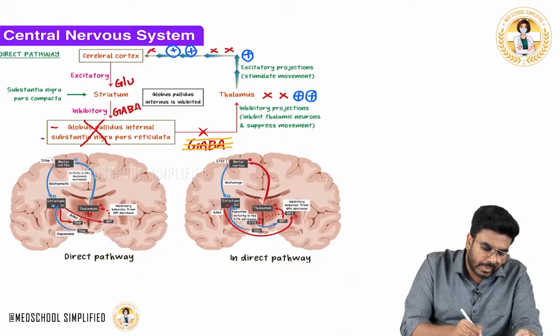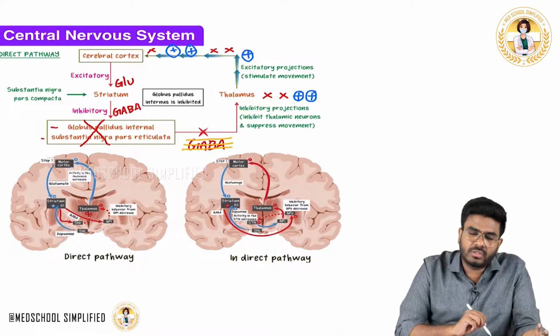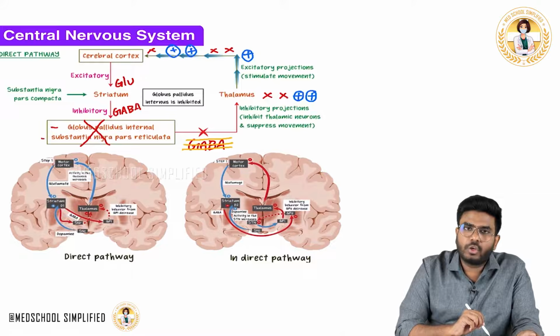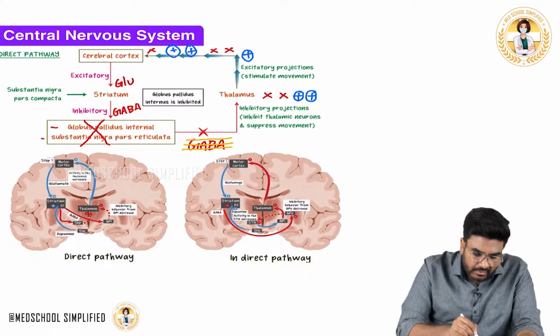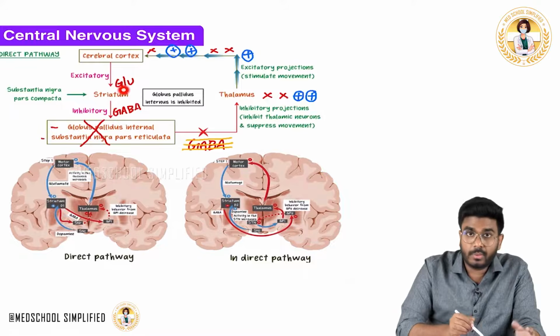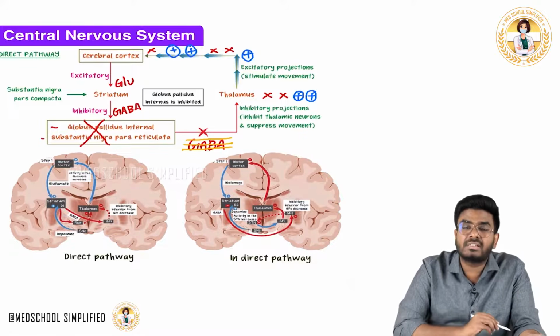For example, imagine if there is any damage to substantia nigra, the dopaminergic neurons are damaged, the dopaminergic neurons are dead. So what happens to the dopamine levels? Dopamine levels decrease. And when the dopamine levels decrease, the positive stimulation is not coming. So in the direct pathway, the positive stimulation is not coming. Why? Because dopamine gives a positive stimulation. I have explained to you, dopamine activates the direct pathway.